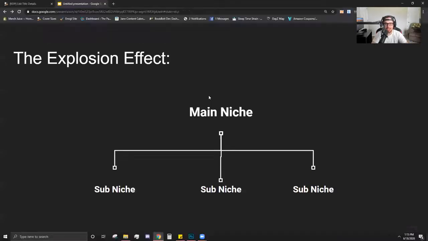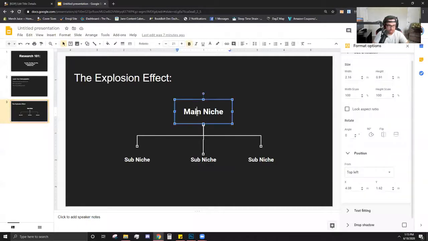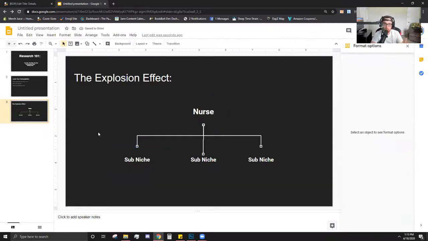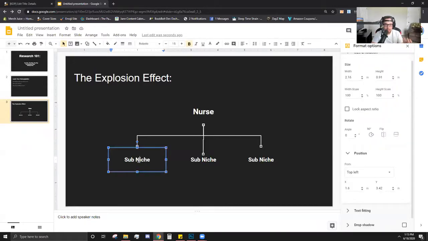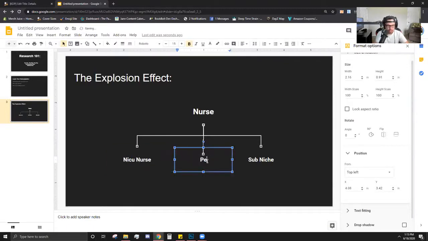And I'm actually going to exit this, and we will edit this together. So we would say nurse here. Okay, so we're going to make a book or a t-shirt, whatever it might be, for nurses. So we have nurse up top. Well, what are some of the sub niches of nurses? You could do something like NICU nurse. You could do something like pediatric nurse, and then you could do, let's say, ER nurse.